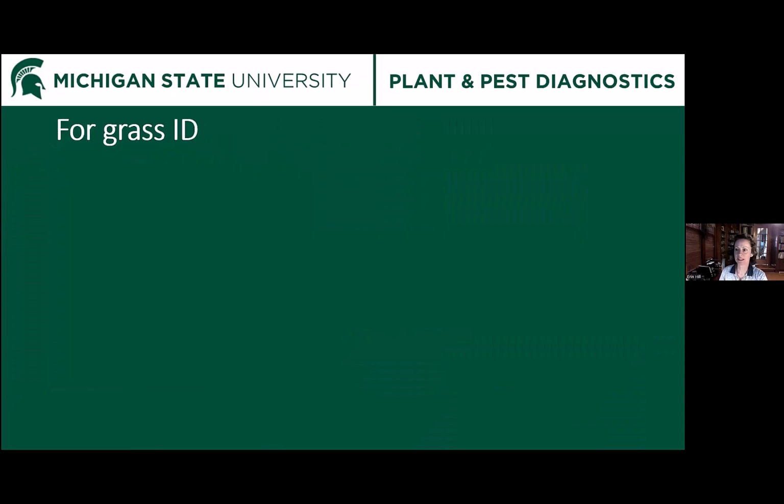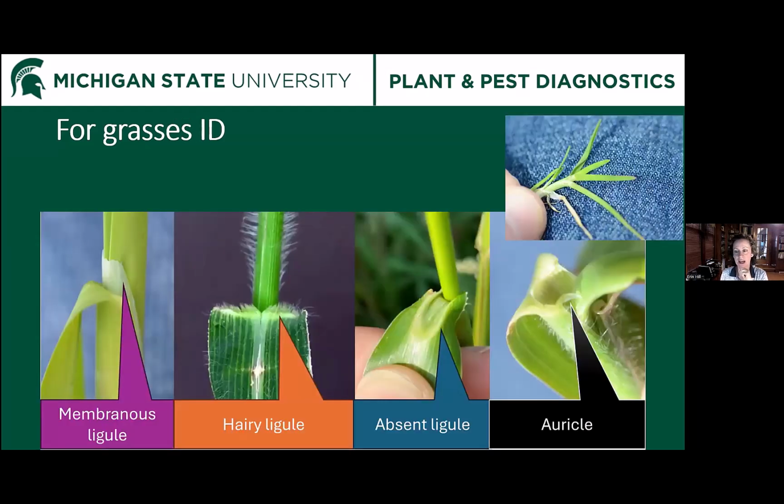For grass ID, there are some things that we need in particular. Grasses are very challenging to ID. They are also very challenging for our plant ID apps to identify. And so that's why we do get a lot of grass pictures. And there are specific structures that we need to see to identify grasses. One of those is around the collar region, the ligule. So if you can get a clear picture of this, that is very helpful.